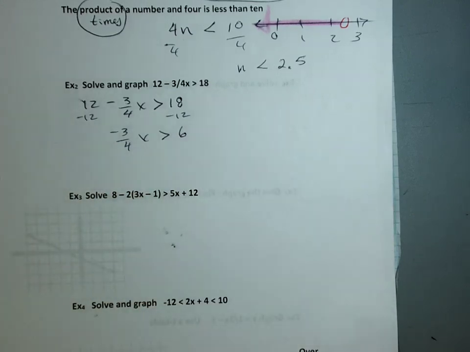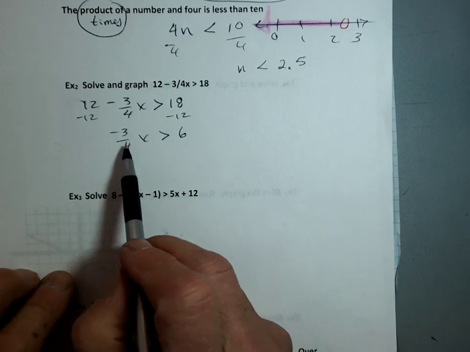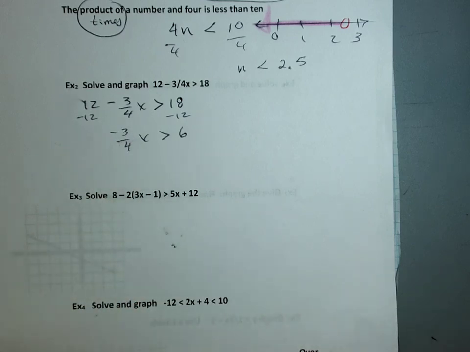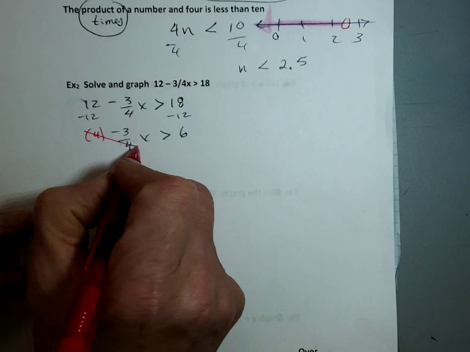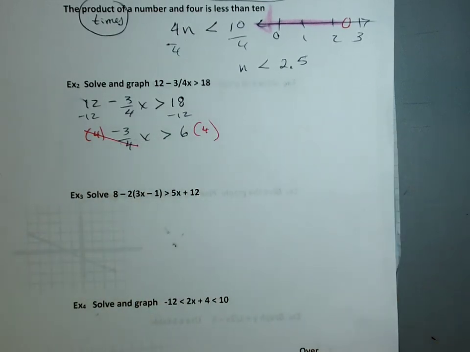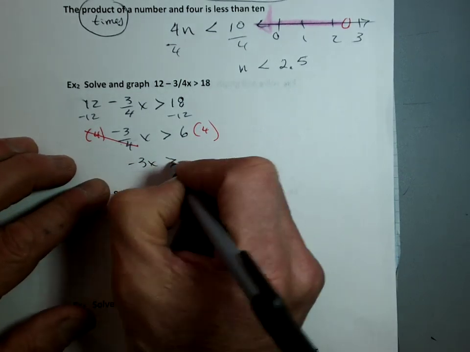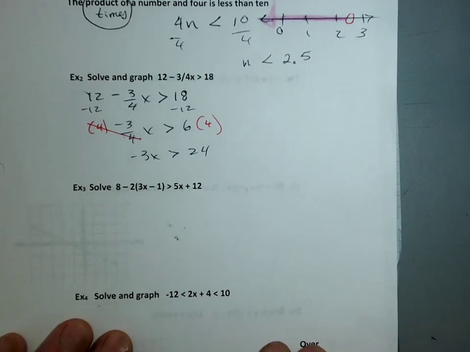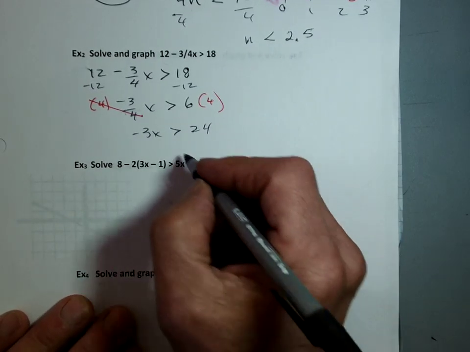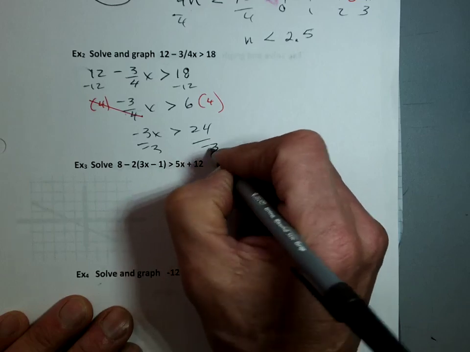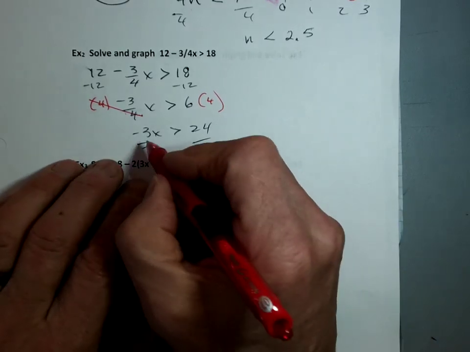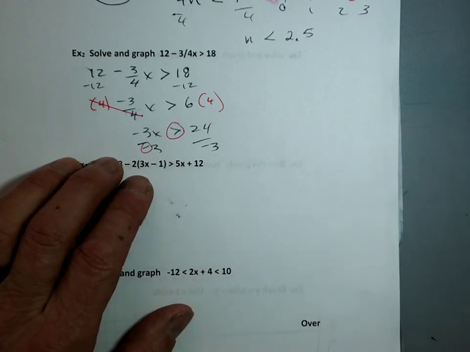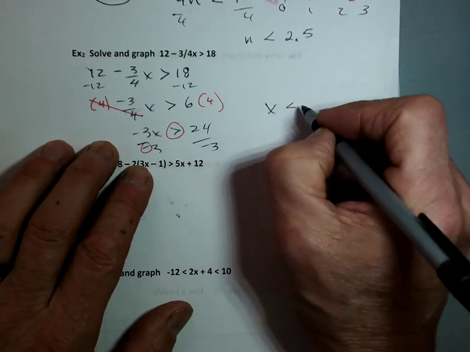Now we can do the fraction in 3 different ways. You guys like it the easy way. I call it Landon's way, which works. So instead of divide by 4, I'm going to do this in 2 steps. I'll multiply by 4 first because it cancels it. And then if the 4 is gone, I'll be left with a negative 3x is greater than 24. And then I need to divide by negative 3, but I have to remember that as I divide by a negative number, I have to remember to turn the sign. So I'm going to rewrite this as x is less than negative 8.